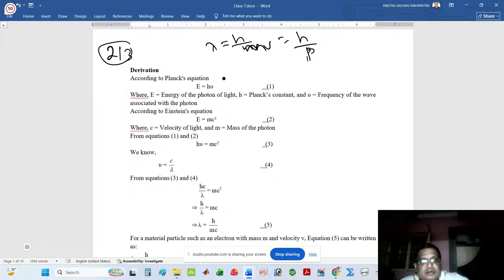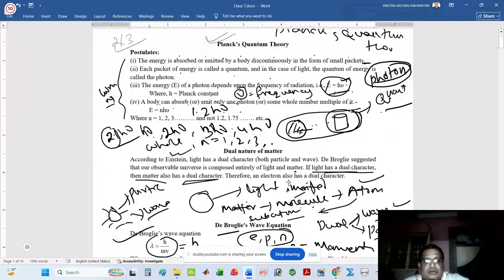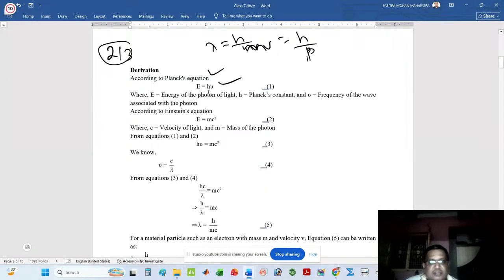We know that according to Planck's equation, E is equal to h nu. It is already said in the Planck's quantum theory postulates. Look at that. Here I have written E is equal to h nu. So from Planck's equation, E is equal to h nu. Here E is the energy of the photon of light, h is Planck's constant, nu is the frequency of the wave associated with the photon.